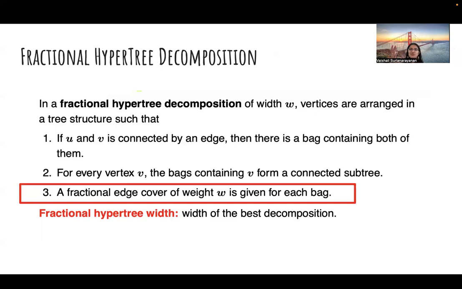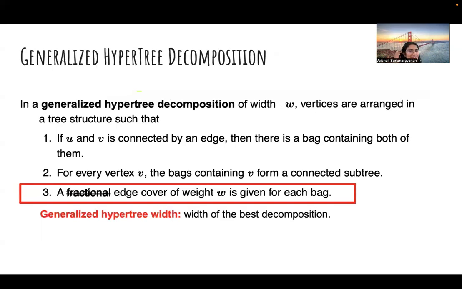So why is this notion more useful than tree decompositions for hypergraphs? Imagine there's only one edge in your hypergraph, and that edge spans all the vertices in your hypergraph, right? Then your treewidth is going to be very large. It's going to be n-1, but your hypertree width is going to be much less, right? So it's just going to be 1. And that's what you would expect. Just one bad edge should not increase your width measure by a lot.